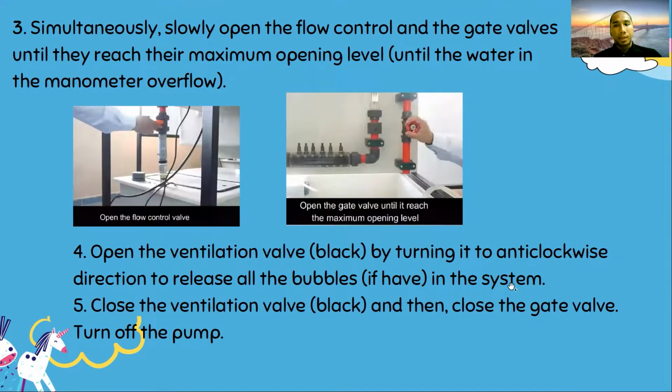the system. This step is very important because it will reduce the error during the experiment. Next, the fifth step is close the ventilation valve black and then close the gate valve and turn off the pump.